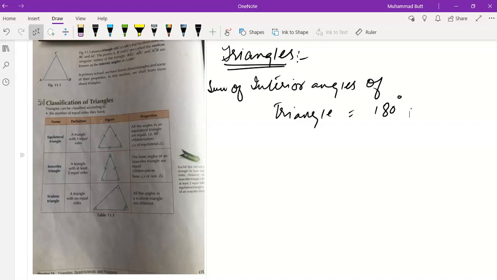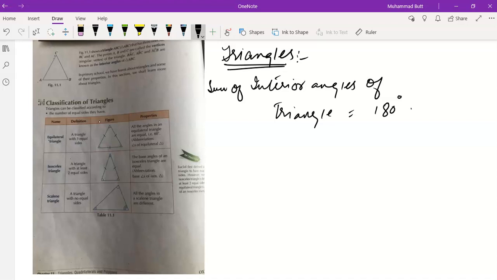Now, what are the interior angles? Interior angles are the angles which are formed inside the triangle, like over here ACB, ABC, and BAC are actually the interior angles. The triangles can be classified according to the length of the sides, and according to the angles. First, we'll be doing the classification of triangles according to the number of equal sides they have.